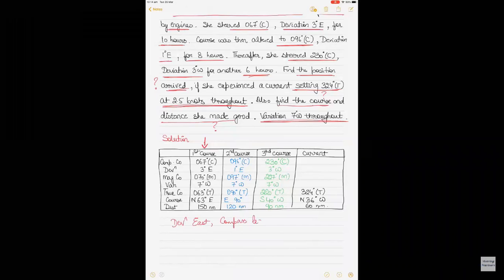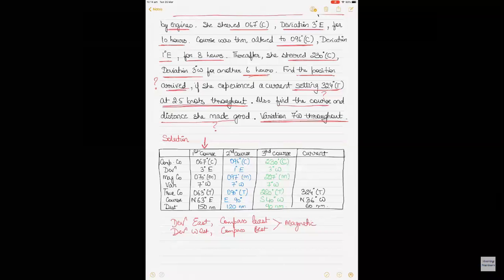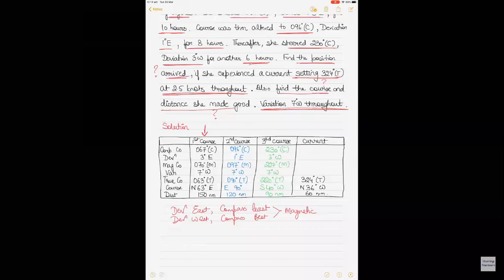Error west, compass best; error east, compass least. So deviation east means compass least, so we will get the magnetic course. Compass was least, so magnetic will be more. So we add 3 degrees to 067 and we get 070. Then variation 7 degrees west is given throughout. Again, error west, compass best, so we subtract: 070 minus 7, so 063 is our true course. Since it is 063, in cardinal terms it will be north 63 east.